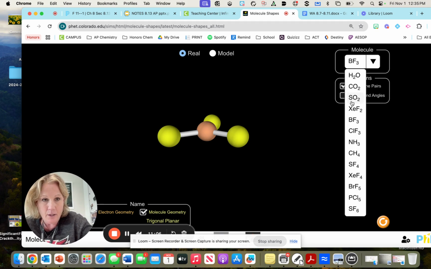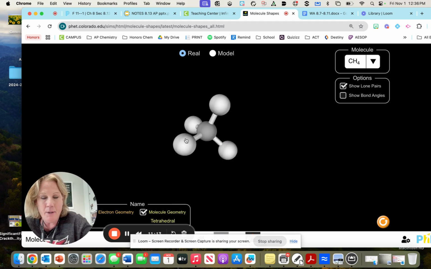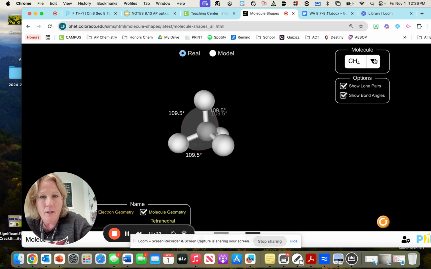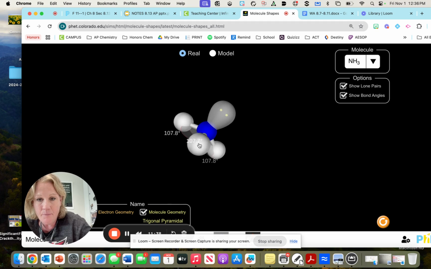So tetrahedral example here, here's methane. So you can see on paper, it does not do the justice here. You can show the bond angle and you can see that it's 109.5. If I look at a trigonal pyramidal, this is that lone pair on the top. Remember, that requires more space. So you can see our bond angle is a little bit less than 109.